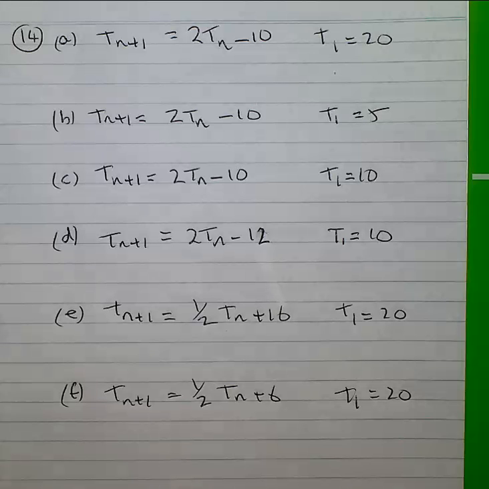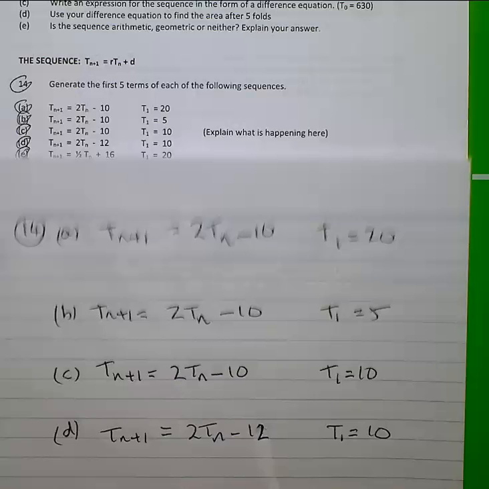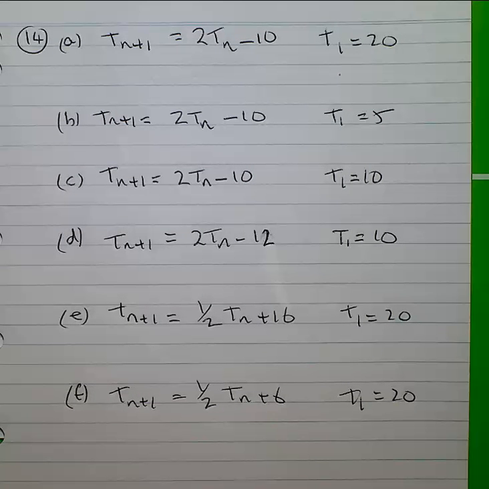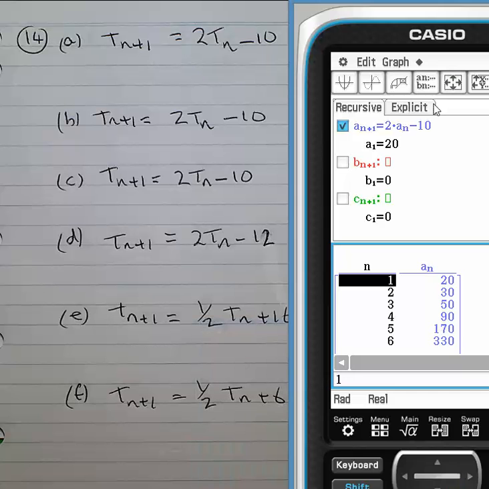In question 14, you're asked to generate the first 5 terms, I should say, of the following difference equations or recursive equations. Probably easier to do these on your calculator. So what I've done here, I've gone into the sequence and series mode. I've gone on the recursive. So 2 times a_n, take 10, a is equal to 20, and you can quickly generate the first 6 terms.